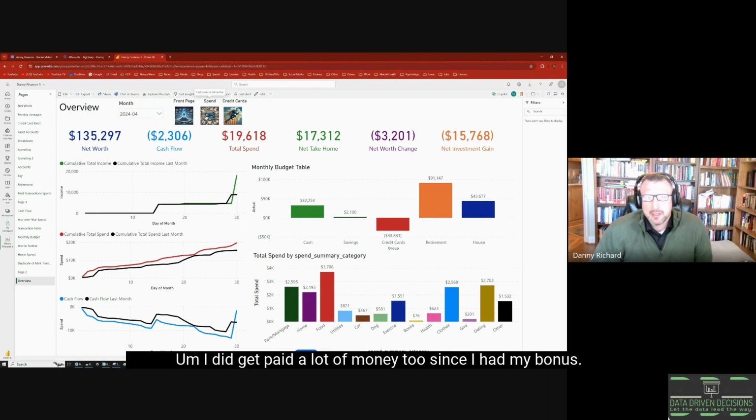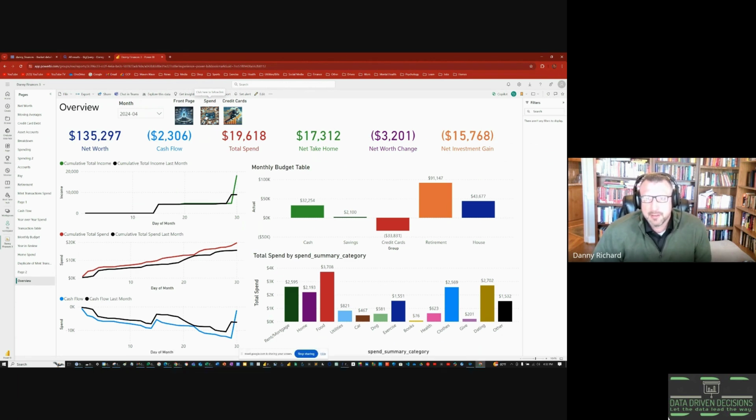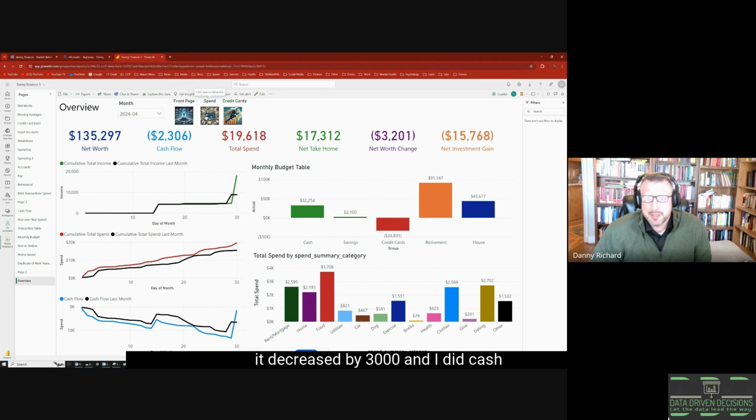$19,618. I did get paid a lot of money too, since I had my bonus that month of $17,000. My net worth changed; it decreased by $3,000, and I did cash in some of my Roth 401k. So my net investment gain was way below.